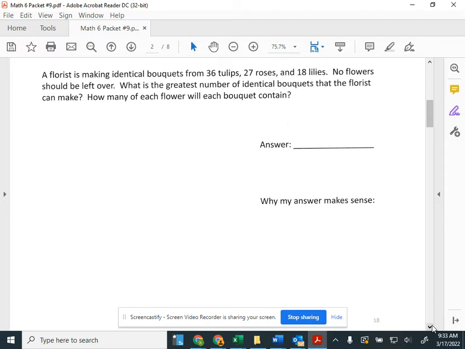So if we want to know how many identical bouquets we can get, what is it that we're going to be looking for? Do you know, Tristan? Not a common multiple. You're close. We have 3 numbers here. What does GCF mean, Nolan? Greatest common factor. So we want that factor.